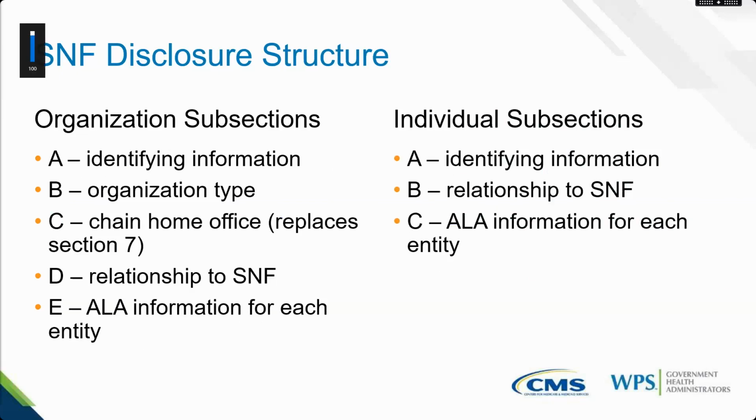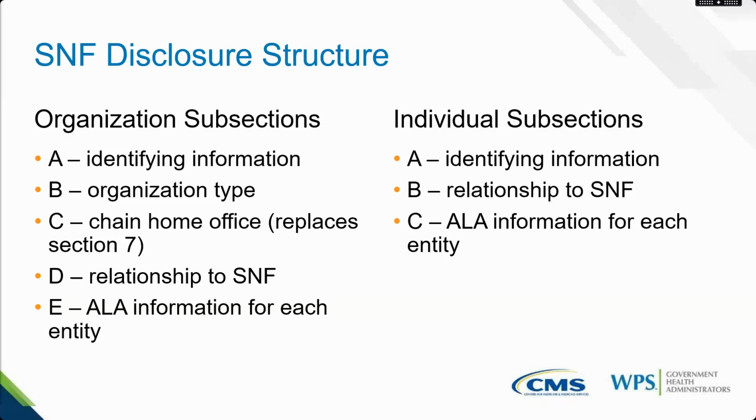So for the SNF disclosure structure, as I said, there's going to be an organizational side and an individual side. The organizational side is a little bit longer. And I just want to run through what that structure looks like. So we have for organizations subsection A, which is identifying information. This is all the same information that is collected in section 5 today, or a lot of it. It's the name, it's the tax ID, it's the address. Okay, so it's that contact information for that organization. Nothing's changed there.